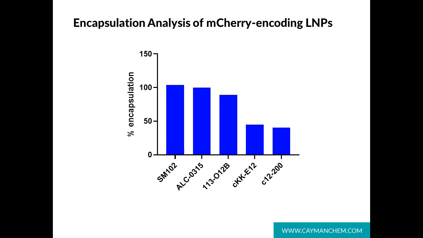The two ionizable lipids with higher numbers of amines, however, 4 for CKKE12, and 5 for C12-200, were only able to encapsulate about 50% of the mRNA. This suggests that further optimization of the N-to-P ratio may be necessary.